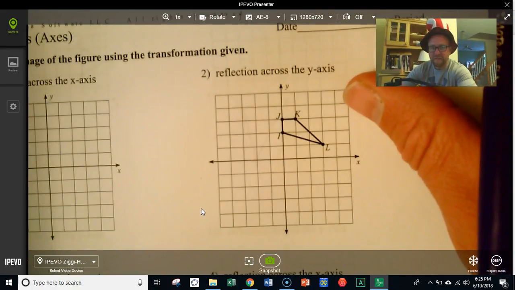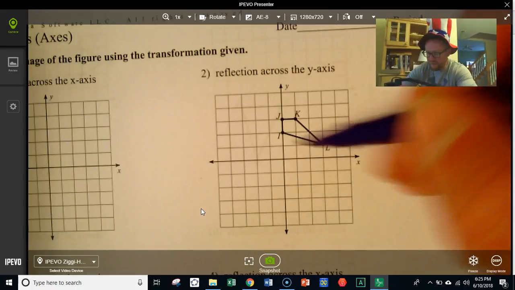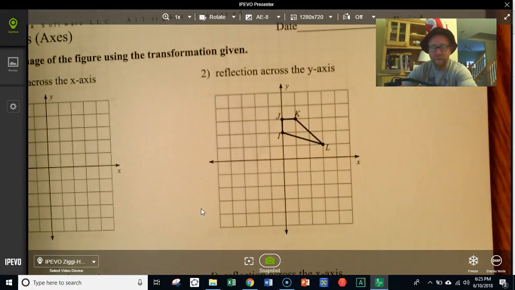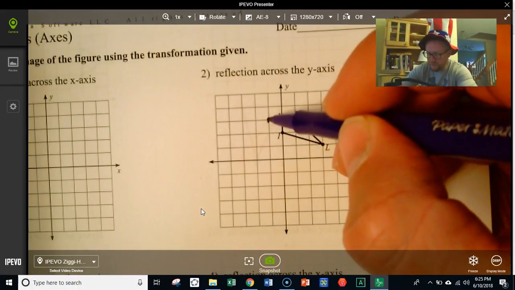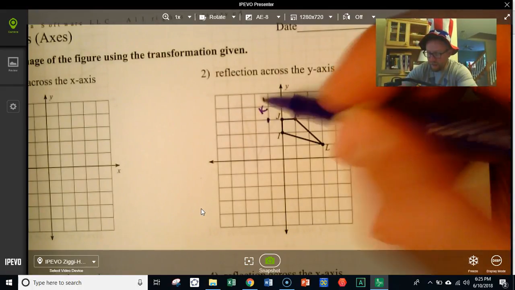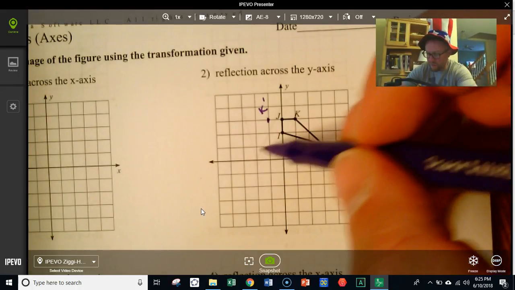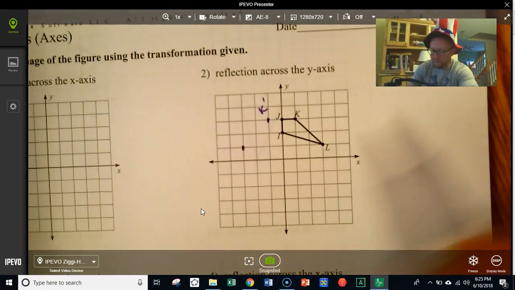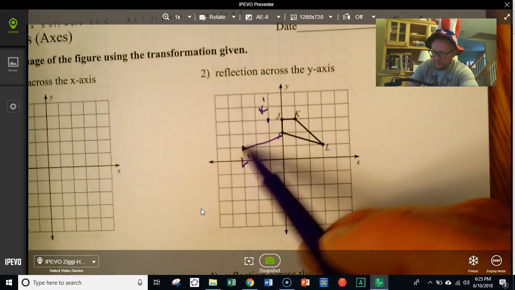Alright, x or y-axis, well, J and this is I, J, K. I and J are both on the axis, so it's easy, you don't have to move them at all. K is 1 space away. L is 1, 2, 3 spaces away, so 1, 2, 3 spaces on the other side. That's L prime. And then there we go.